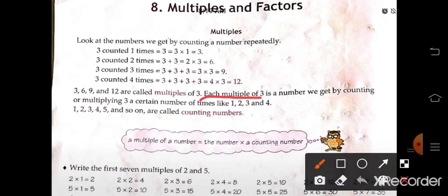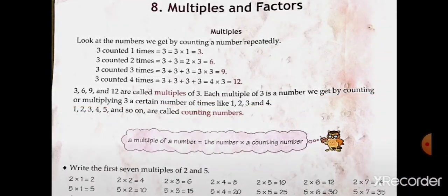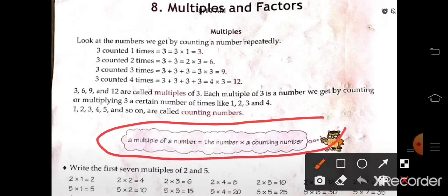Each multiple of 3 is a number we get by counting or multiplying 3 a certain number of times, like 1, 2, 3 and 4. So 1, 2, 3, 4, 5 and so on are called counting numbers. A multiple of a number is the number multiplied by a counting number.